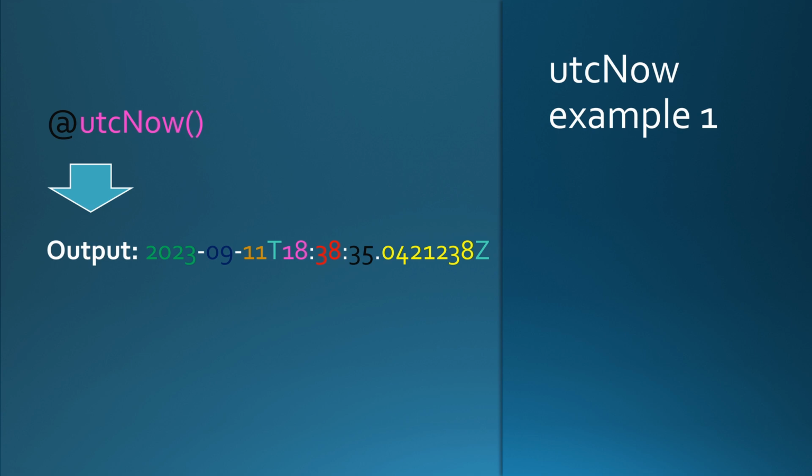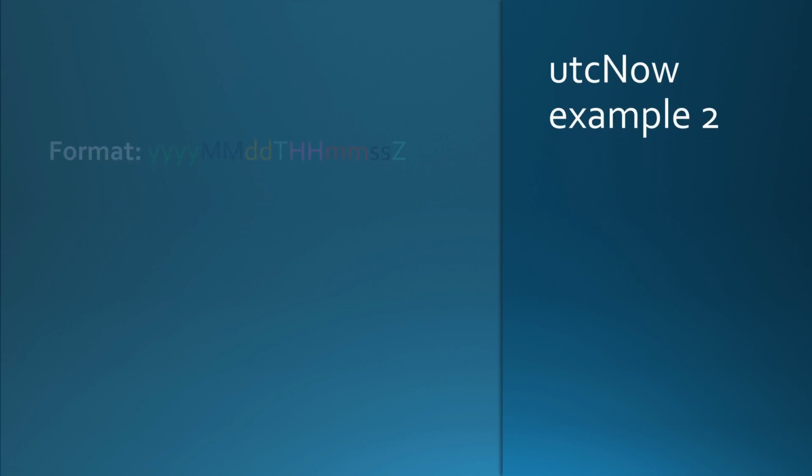And in this example, we want to specify a format to our UTC now function. First, in our format, we want to specify the year. So we want the year to be first. So we specify the year as 3 Ys. This will tell the UTC now function that we want to add year here.